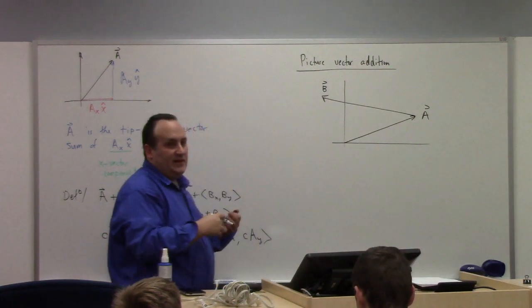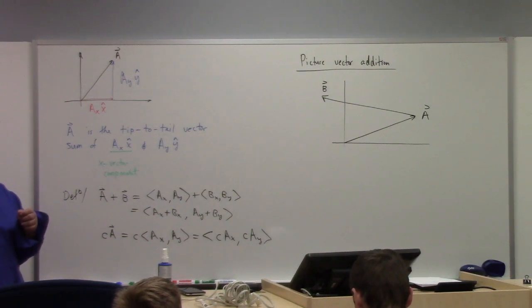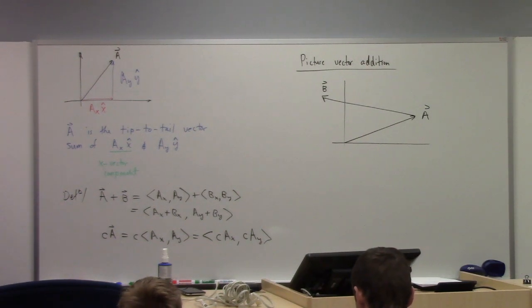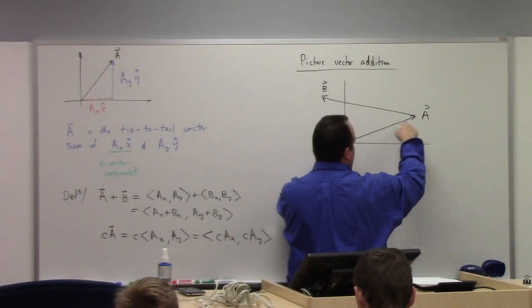So to add A and B, what I do is I draw first A, all right? Then I draw B, but I make the tip of A is where the tail of B starts, right? So I'm saying that the base point's the tail. So tip to tail vector addition. So we start, go that.